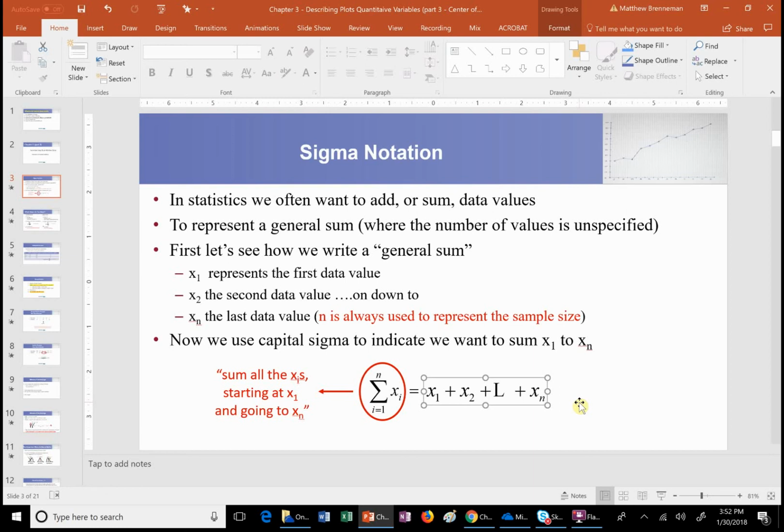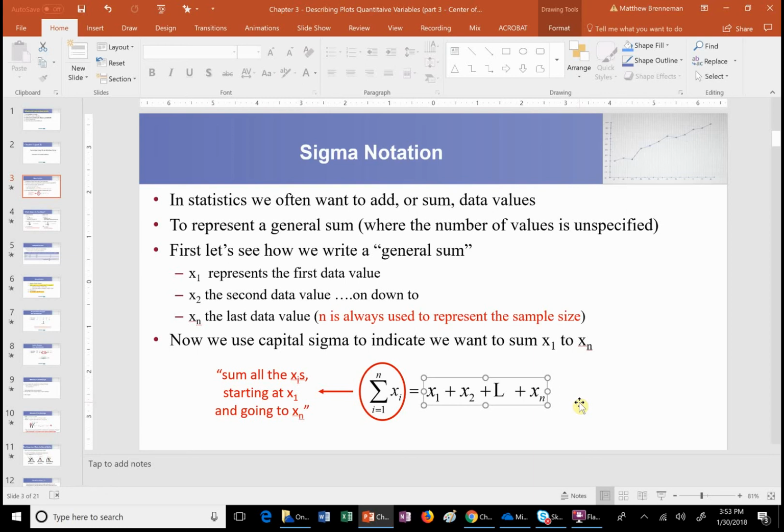It says, start from x1. I'm going to label all of my data values. Doesn't matter how we label them. I'll just pick one, and I'll call that x1. Pick another one, x2. All the way down to the last one. We have n in our data set, so the very last one would be xn. And this says add up all of the xi's from x1 all the way up to xn. And that's just some notation we use. I'm not going to use that a lot, but the book uses it, okay?